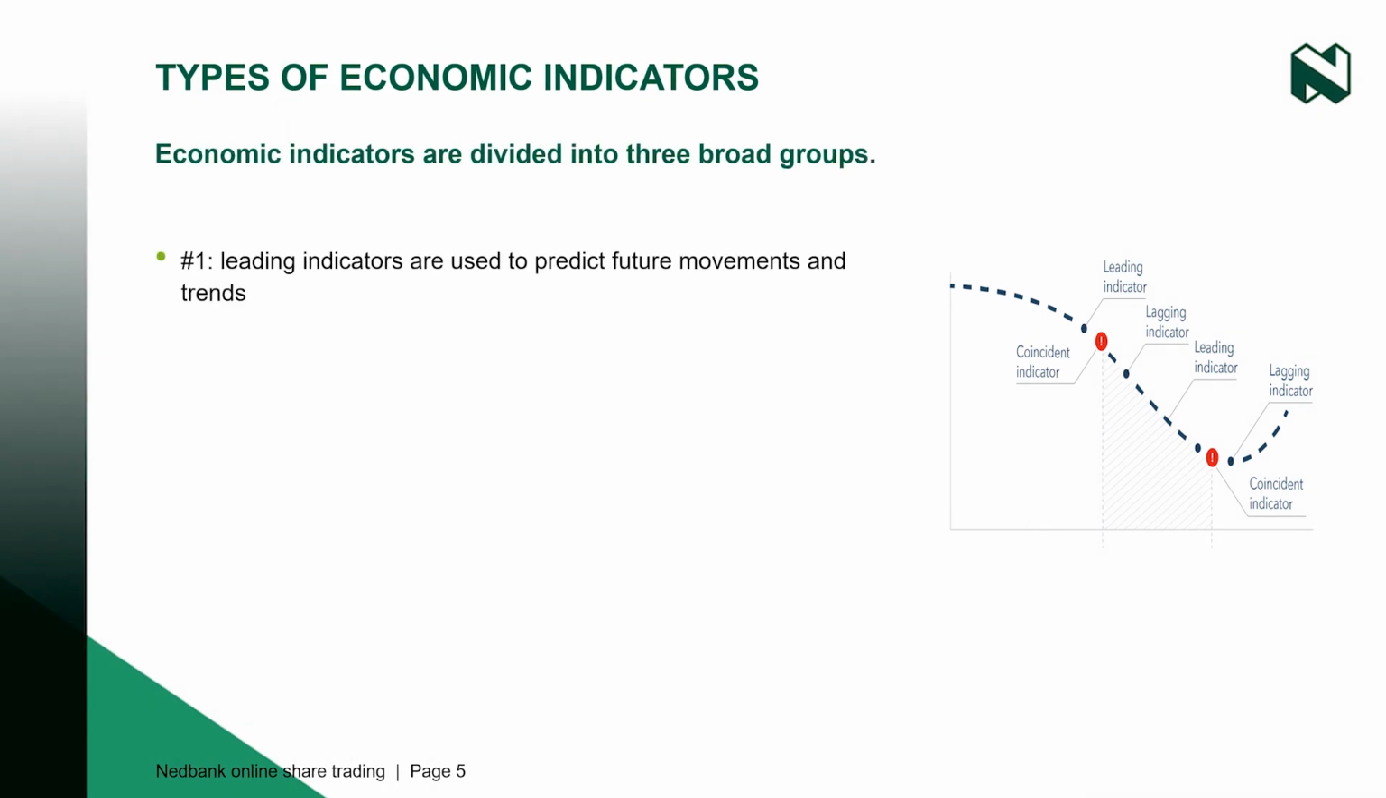The first group will be leading indicators and are used to predict future movements and trends of the economy. These figures change before the economy does, which can be helpful for identifying opportunities, but risky as they're not 100% accurate. The second group, coincident indicators, are the result of specific economic activities.